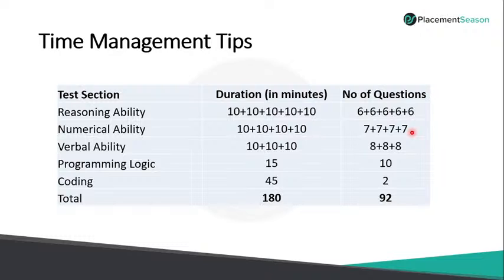So the strategy is, after completing 6 questions, you need to see the time. After completing 7 questions, you need to see the time in the numerical section. Similarly, after completing 8, you need to see the time in the verbal ability section. So this is the strategy for simple time management. Don't do the calculations in decimals, like I need to solve a question in 1.5 minutes or 1.24 minutes. Do keep it simple so that you can concentrate on the test as well as solving the problem.